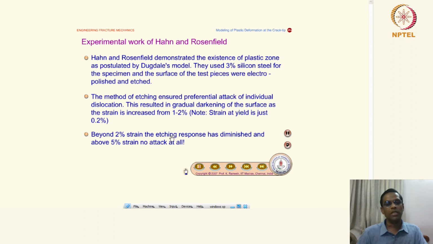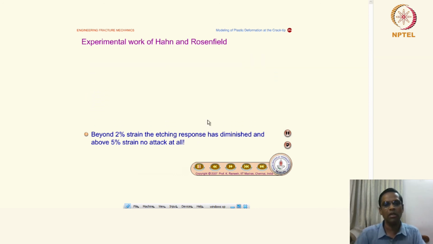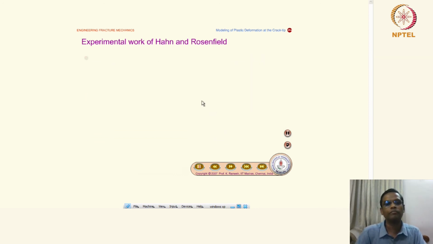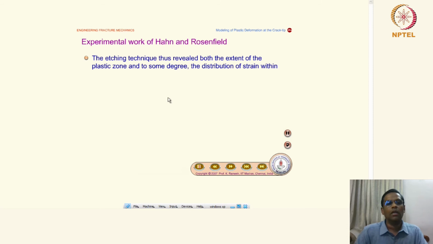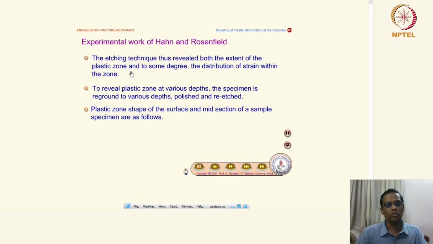Beyond 2% strain, the etching response diminished, and above 5% strain, there was no attack at all. So this is some kind of verification done by Hahn and Rosenfeld of the Dugdale model. The etching technique thus revealed both the extent of the plastic zone and, to some degree, the distribution of strain within the zone. So the redistribution of the load is also being witnessed by the experiments.